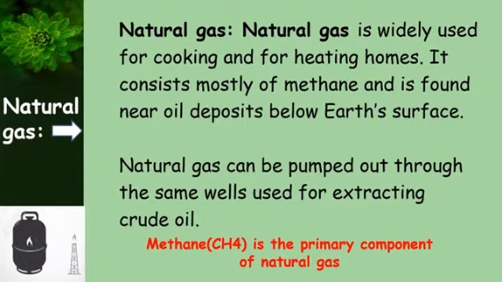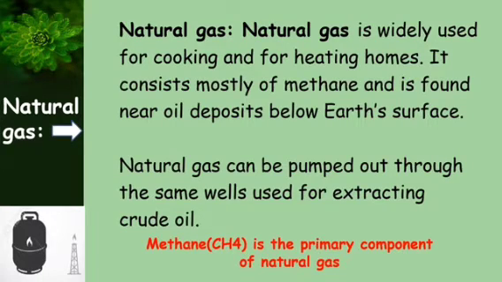Now, I hope you have an idea of how petroleum is drilled, children. Petroleum is extracted from under the Earth's surface. Now, the next one is natural gas. Natural gas is widely used for cooking and for heating homes. It consists mostly of methane and is found near oil deposits below Earth's surface.